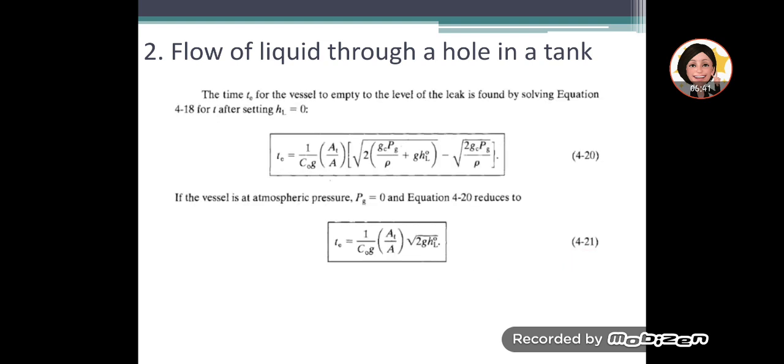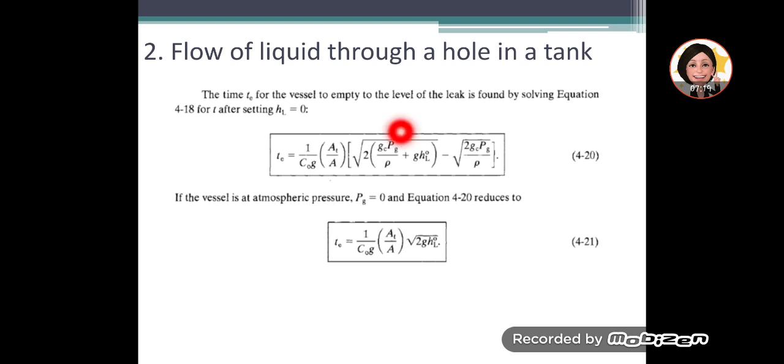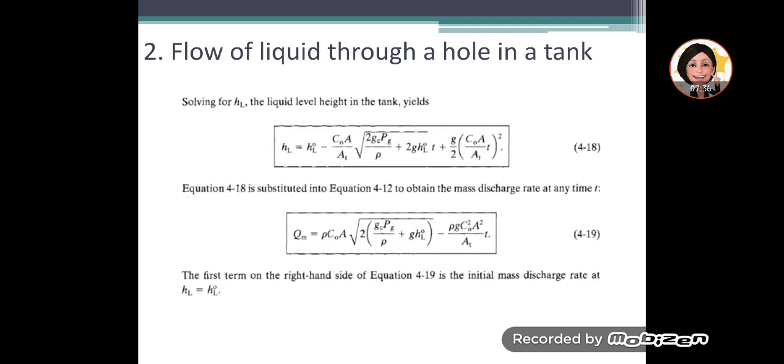Okay, and this equation can also be further substituted to give us the time to empty the vessel to the level of the leak. Okay, so here the HL becomes zero. So for time t, the HL will become zero. So when it becomes zero, the equation becomes this. So this is not HL naught, yeah? HL. So when we set the HL to zero, we can get the time to empty the tank. So we use this equation for the time to empty the tank. And if the vessel is at atmospheric pressure, this equation is further reduced to this equation. So for this liquid flow through a tank, these are the important equations that we will be using.